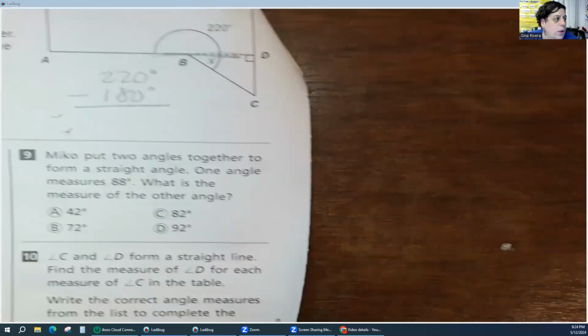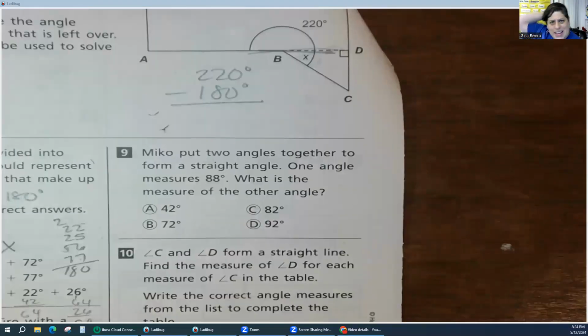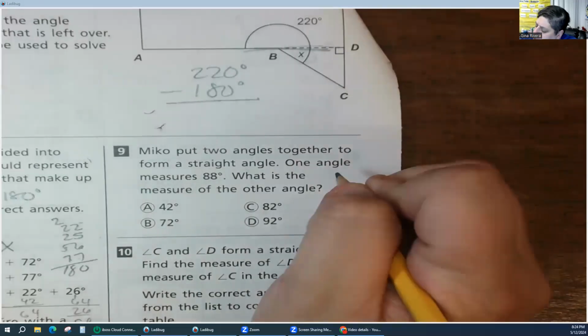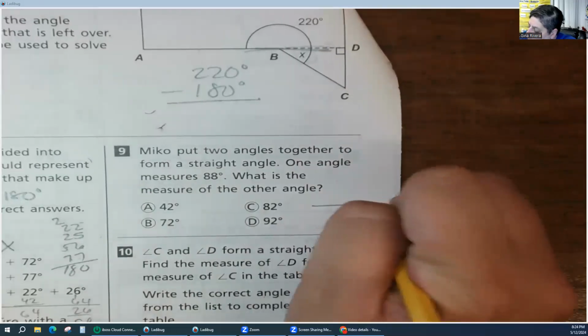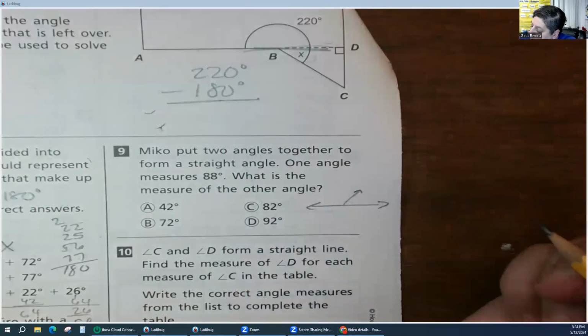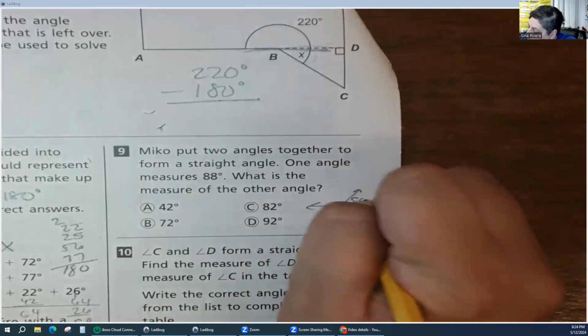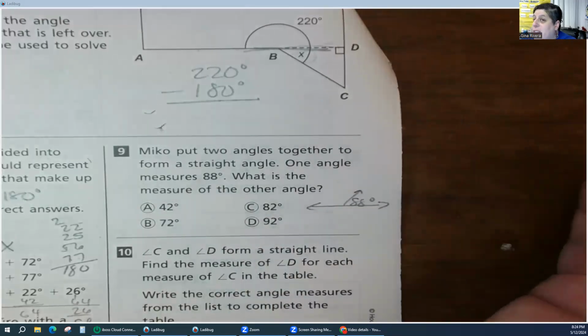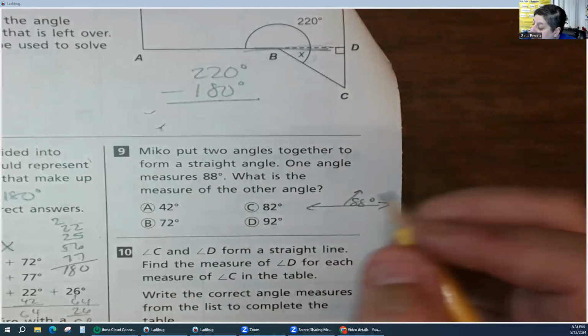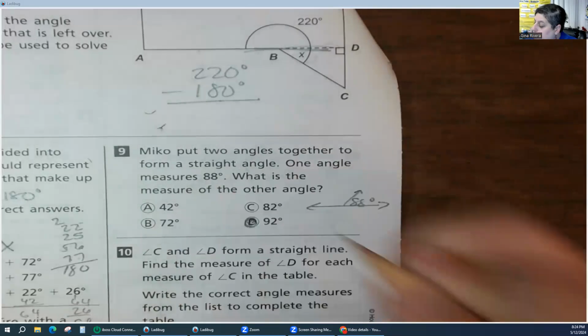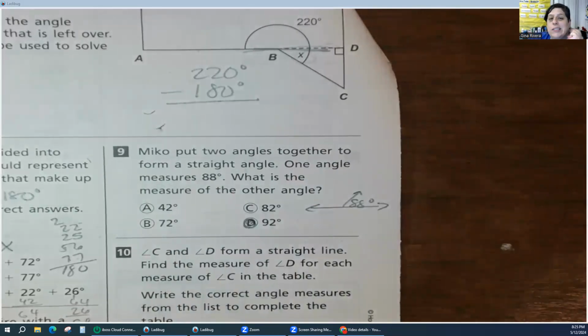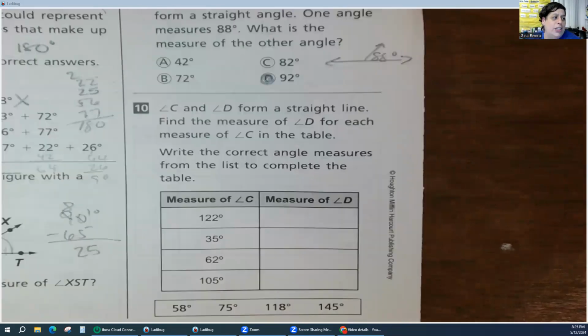All right. Next one. Nico. Almost close to my cat, Nico. Nico put 2 angles together to form a straight angle. One angle measures 88. What is the measure of the other angle? Both of them together have to equal what? 180. And the only number that would do that would be 92, because 92 plus 88 would give you 180. Last one of this page, and then I just have one more page.